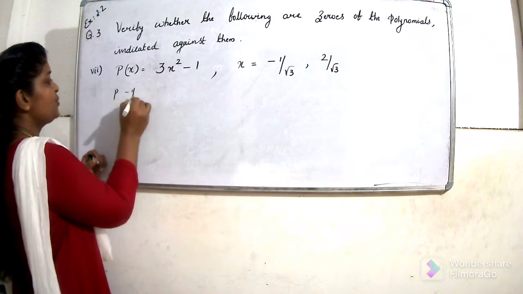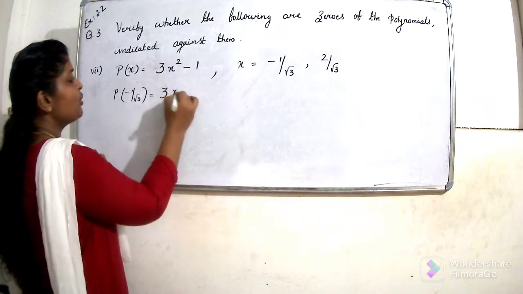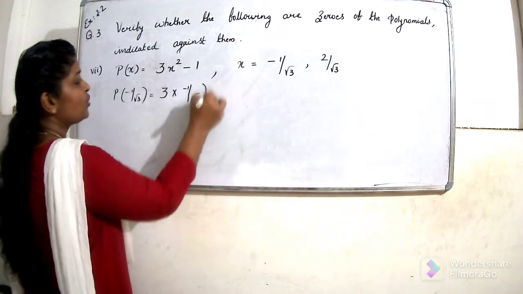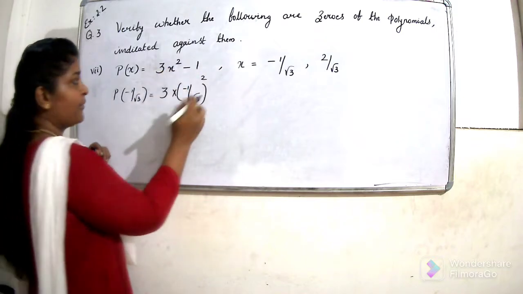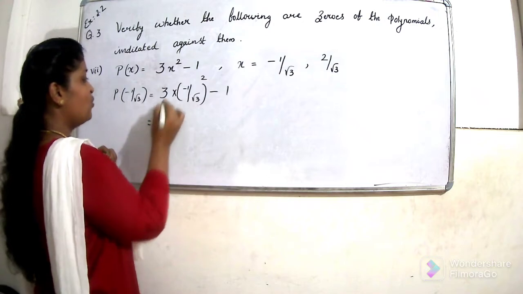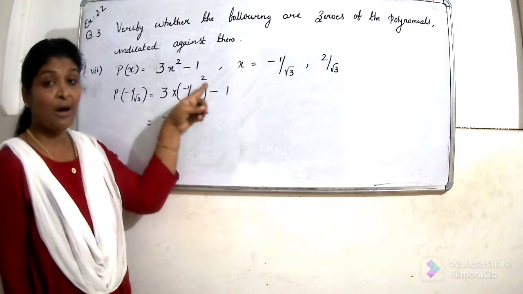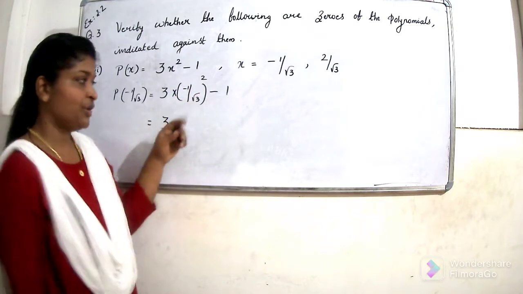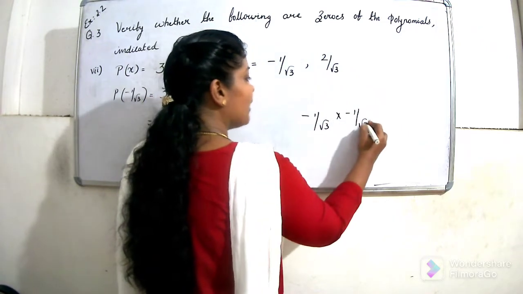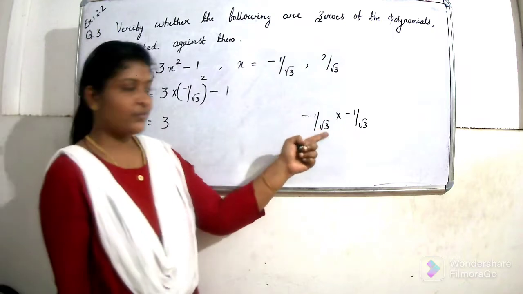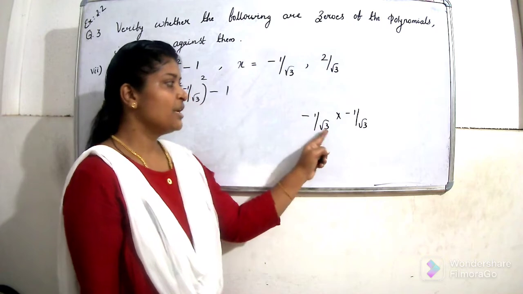P of negative 1 by root 3. So substitution we are doing: 3 into negative 1 by root 3 the whole square, for x square, minus 1. Now 3 as it is will come. Now we have to find the power of negative 1 by root 3. So negative 1 by root 3 into negative 1 by root 3. Its meaning is this, no? Yes. Then we know negative and negative become positive. Then 1 into 1.